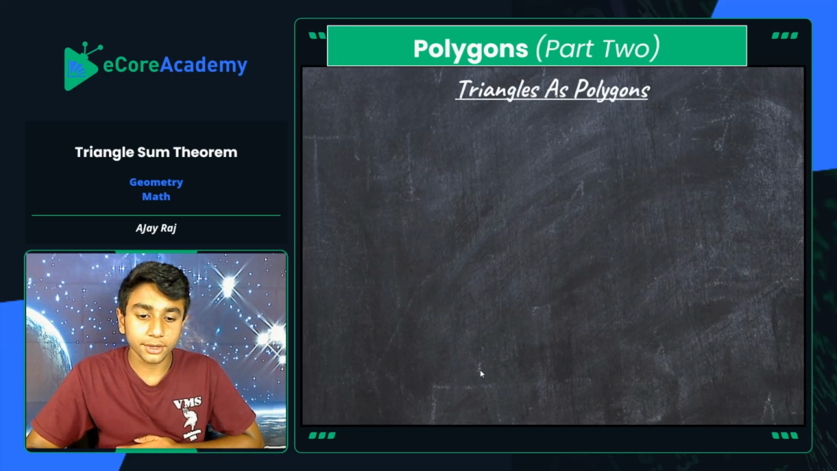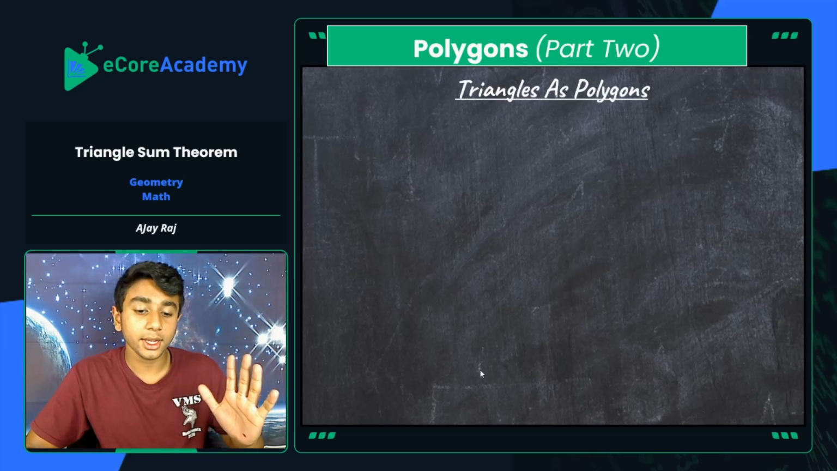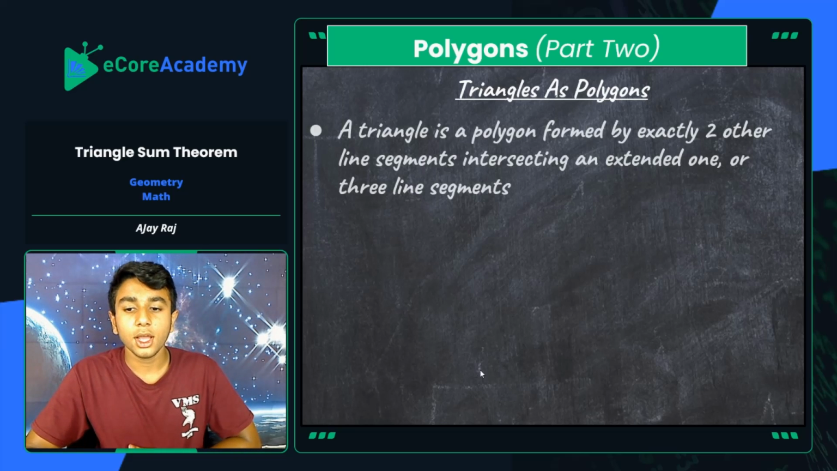So we're going to look at triangles as polygons. We're going to be moving away from polygons and getting more specific now. A triangle is a polygon formed by exactly 2 other line segments intersecting an extended one, or 3 line segments in general.